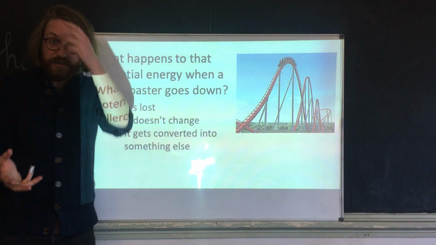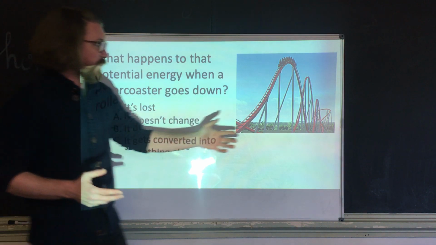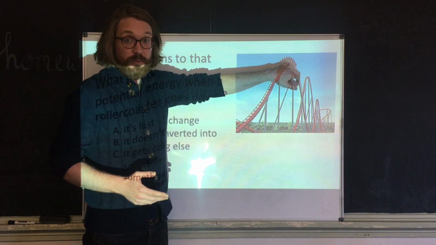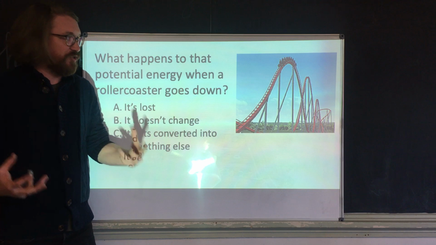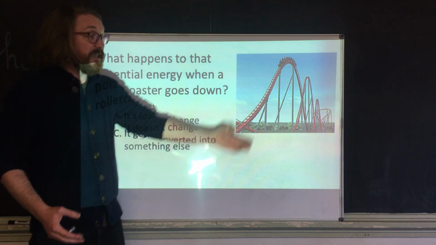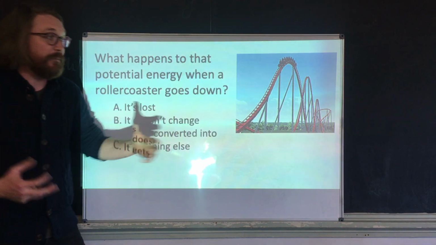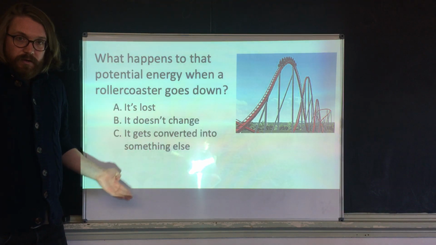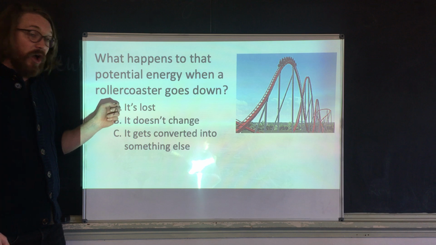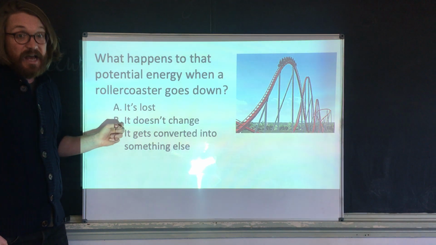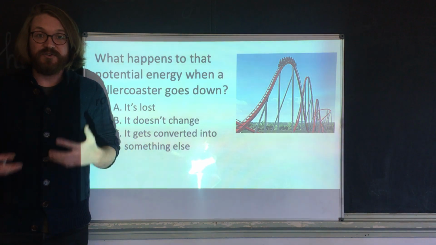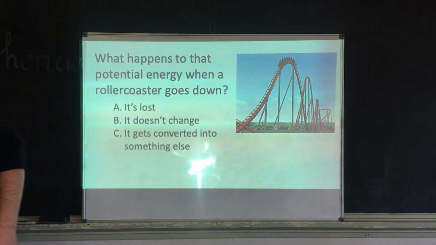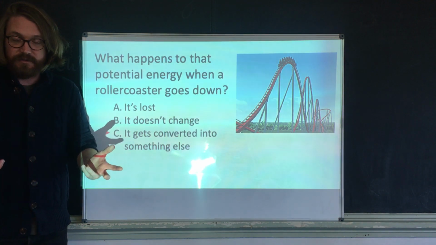To answer that question, let's look at a roller coaster. Now this roller coaster is at its highest point, and it's full of potential energy. It's really high off the ground. Now what happens as that roller coaster comes down the hill? Of these choices, is its energy lost? Does its energy not change? Or is it converted into a new type of energy? If you said C, you were correct.